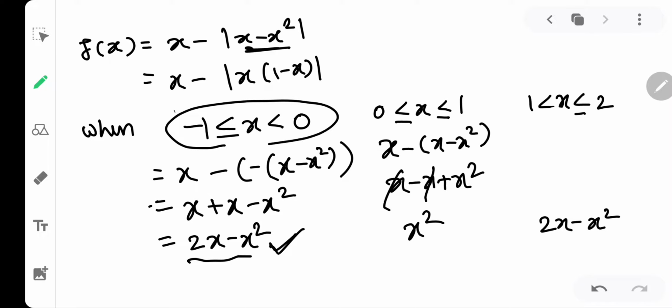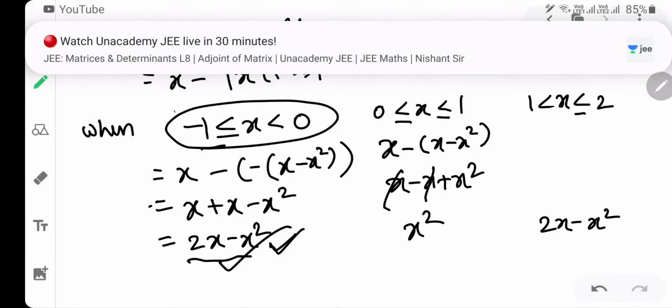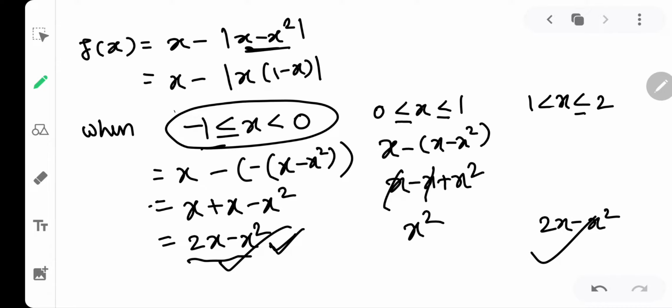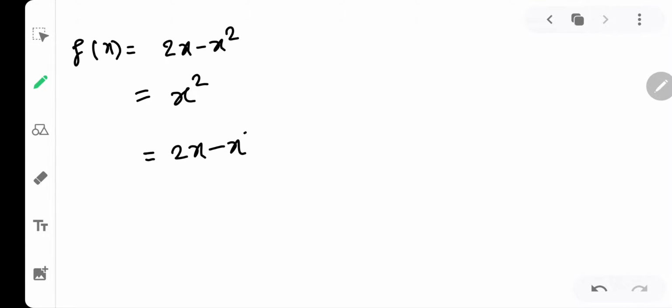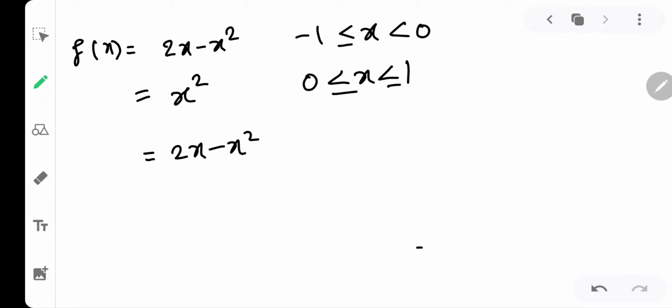So from -1 to 0 the function is 2x minus x square, and from 1 to 2 the function is 2x minus x square, and from 0 to 1 it is x square. So let me rephrase this piecewise function. First of all it is 2x minus x square, then it is x square, and then again 2x minus x square, and this is from -1 to 0, this is from 0 to 1, and this is from 1 to 2. Okay, I hope you got it.